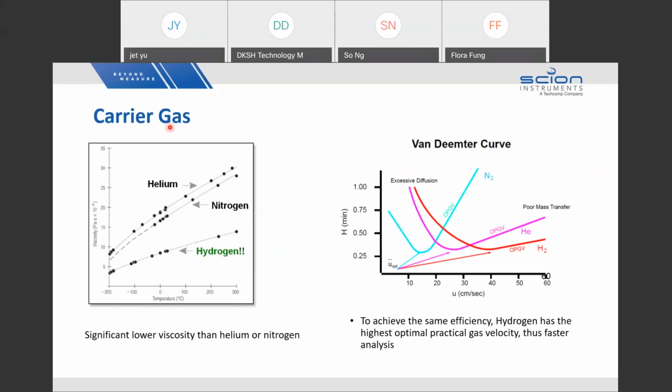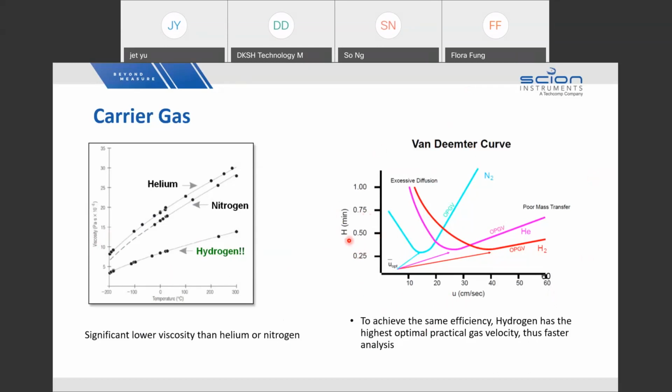But there are some other factors for you to choose in terms of cost and safety. I will cover that in the next slide. And coming to the separation efficiency, usually we look at the so-called Van Deemter curves. This is more related to the separation efficiency. The previous one is only about which is faster, but faster doesn't mean you have good efficiency or resolution. So this is the more common one for users to turn to.